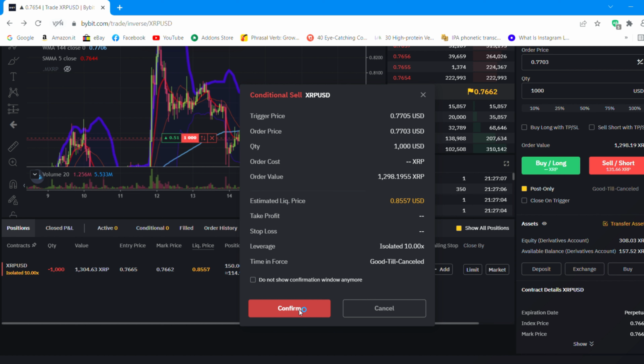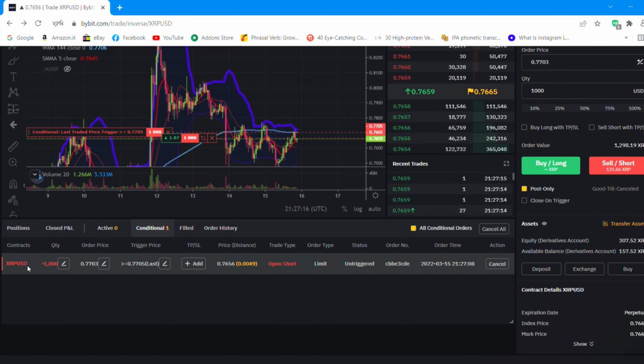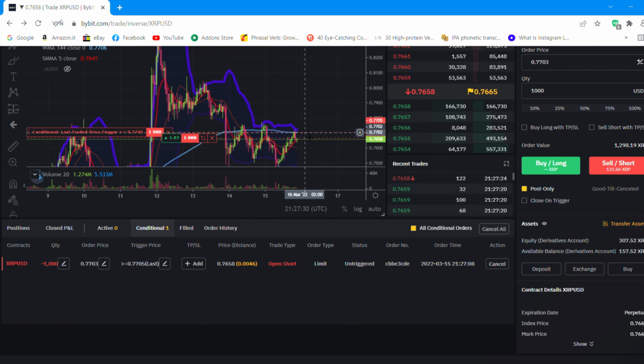So confirm. And here you will see this is my position that's active. And here in the conditional, you can see the order that's waiting. And here you see the price distance. So we're here at 76.59. At 77, if the price goes up here, I'm going to sell some more. And this would be a great way to plan your DCAs. But I'll show another way of doing them. Let's say a simpler way, but this is quite simple as well.